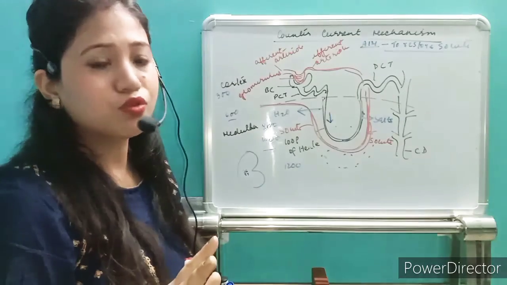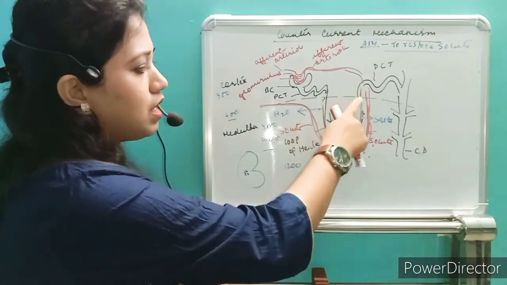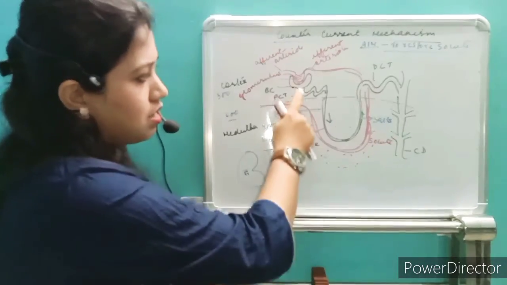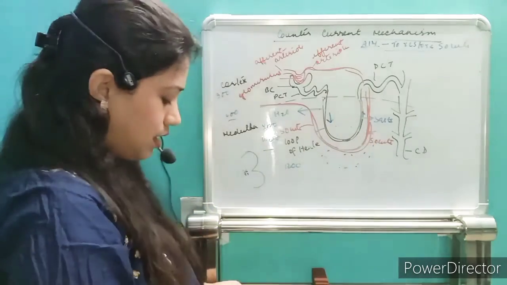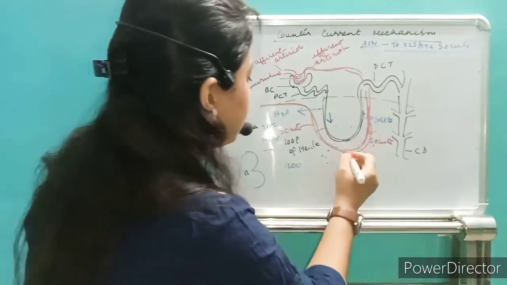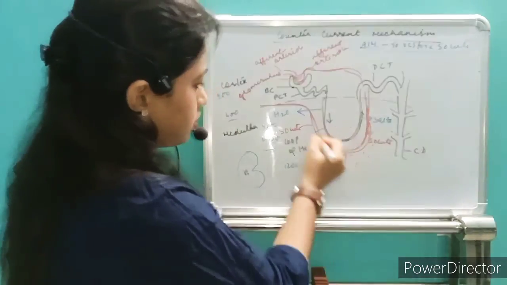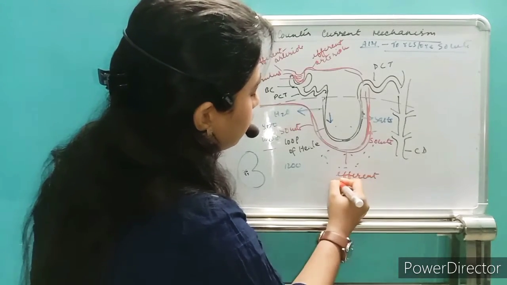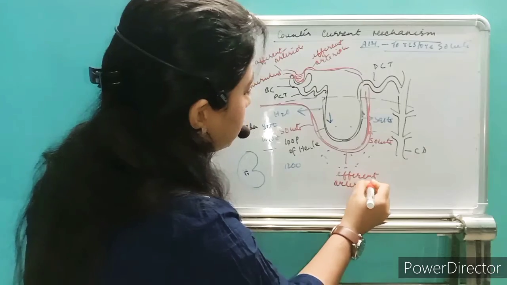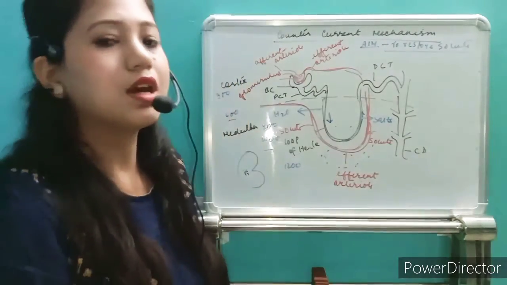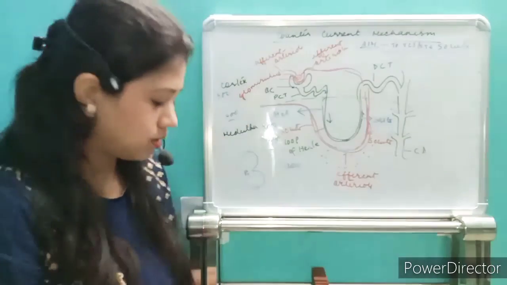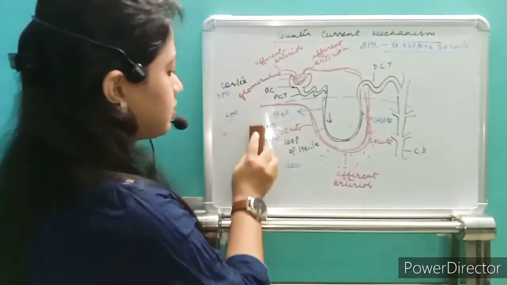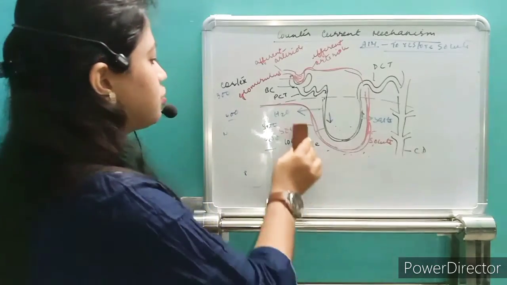It will be performed by two things. One is the loop of Henle, and the second one is the vasa recta. This will be the same efferent arteriole which is moving outside. So this is the countercurrent mechanism. I hope you understand. Now we'll see the two cases. What will happen in the two cases?